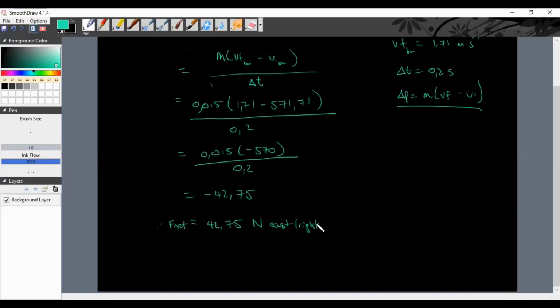I'll read that question again. Calculate the magnitude of the force that the bullet exerts on the block if the impact only lasted for 0.2 seconds. Unfortunately, we got a negative because the final velocity of the bullet when it was in the block slowed down by 570 meters per second.